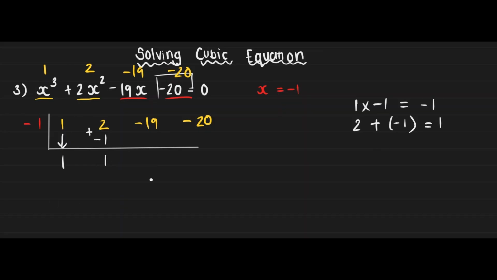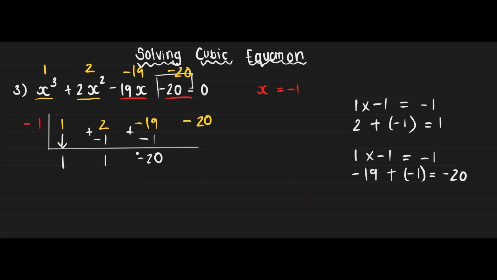Right. Then we're going to repeat the process. You're going to take this one, multiply by this one. So 1 multiplied by negative 1 is going to give you negative 1. So this one, you're going to write it here. Then you're going to add. If you say negative 19 plus open bracket negative 1, what do we get? We get negative 20. So this negative 20, you're going to write it here.